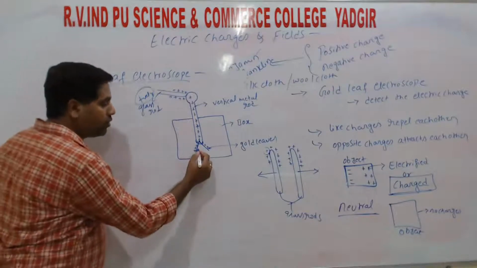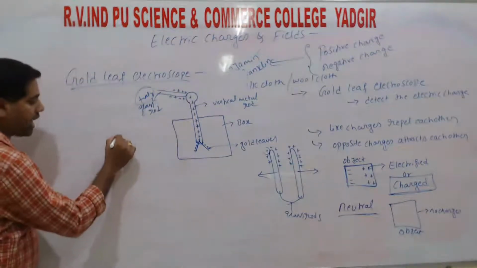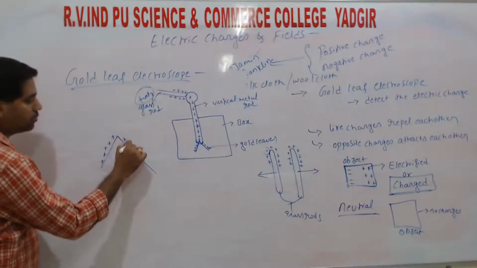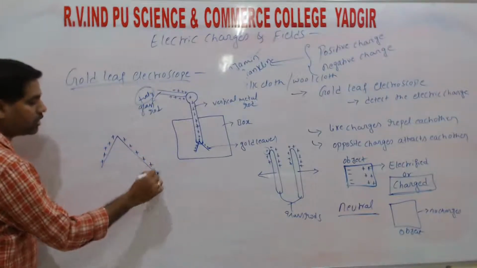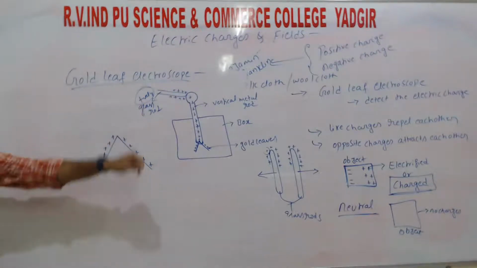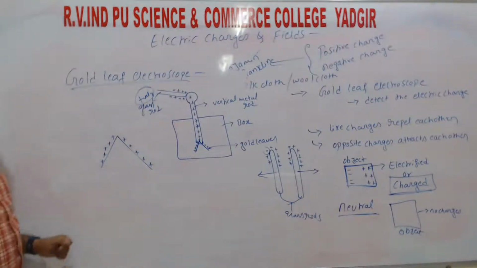So now if you observe here, these two leaves have positive charges, right? That is, an equal number of positive charges. From the property we know, like charges will repel each other.